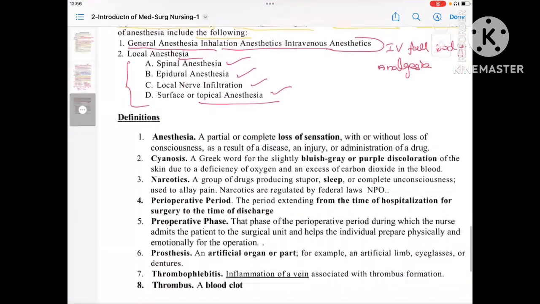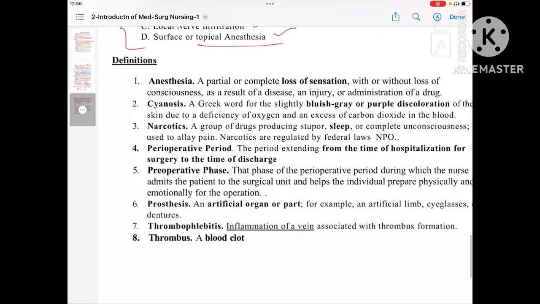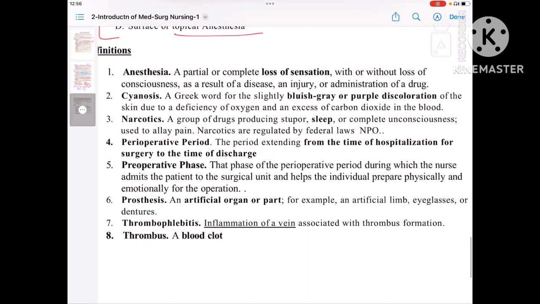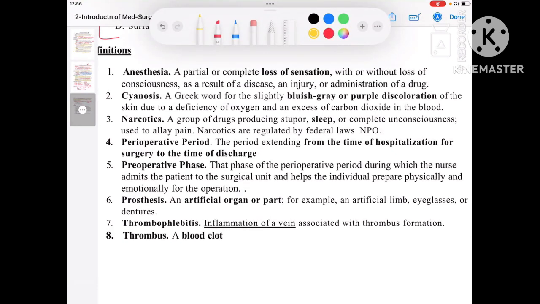So we have seen anesthesia. Let's move on to some definitions. What is anesthesia? These definitions are very important, so you should keep them in mind. Anesthesia means a partial or complete loss of sensation, with or without loss of consciousness, as a result of disease, an injury or administration of a drug.